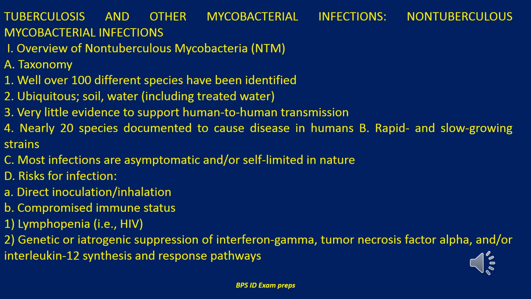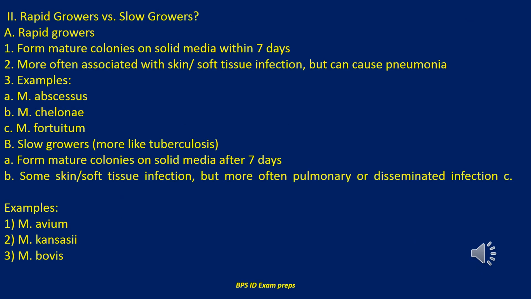Risks for infection: A. Via direct inoculation or inhalation. B. Due to compromised immune status, in the case of 1. Lymphopenia, i.e., HIV, and 2. Genetic or iatrogenic suppression of interferon gamma, tumor necrosis factor alpha, and/or interleukin-12 synthesis and response pathways. Let's now discuss rapid growers versus slow growers.